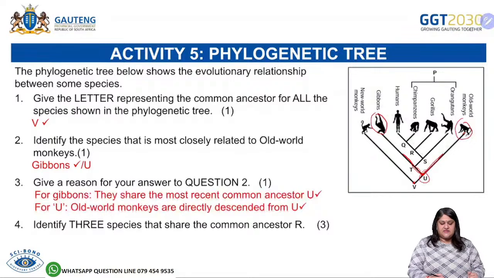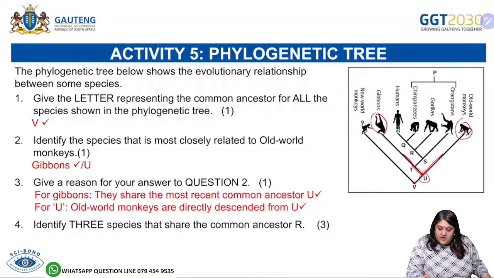Give a reason for your answer. So if your answer was gibbons, then you have to say they share the most recent common ancestor at U. If you had said U, then you needed to say the old world monkeys are directly descended from U. Okay? Then identify 3 species that share the common ancestor R.